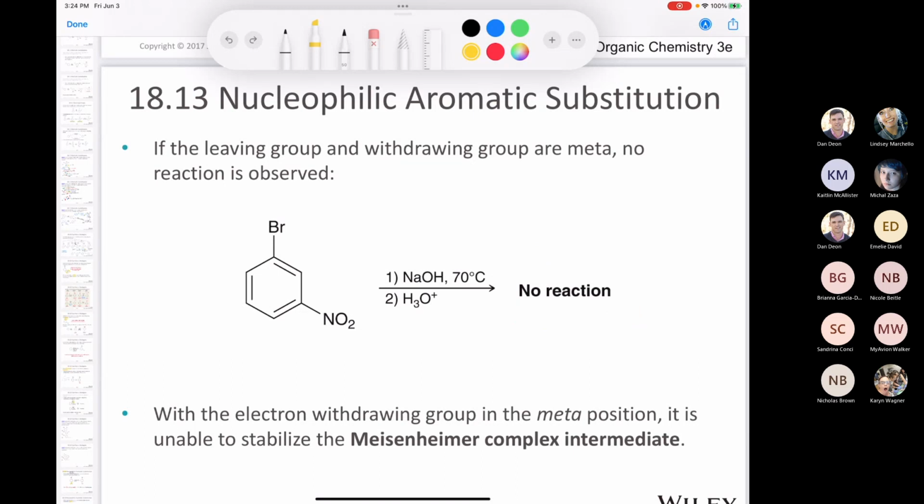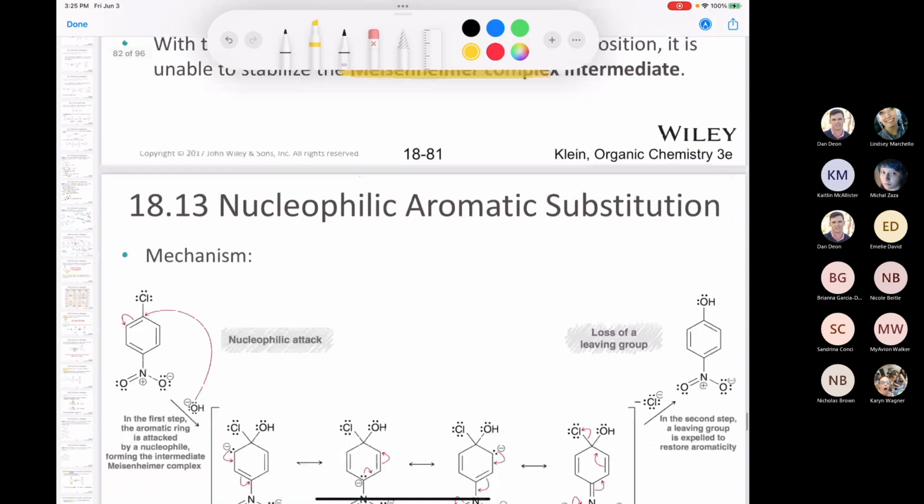Well, you remember that sigma complex where we had that positive charge delocalized throughout the aromatic ring? Well, now that we've got an electron withdrawing group, when we look at the intermediate that's formed, it's called a Meisenheimer complex. And when the nitro group is in the meta position, it's unable to stabilize the Meisenheimer complex. Now, if you're like, what the heck is a Meisenheimer complex, Mr. Dion? Well, let me show you right here on this slide.